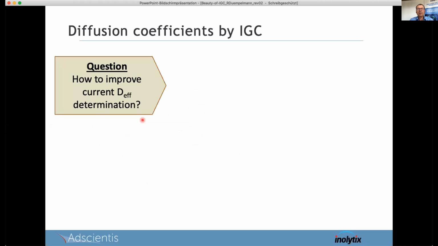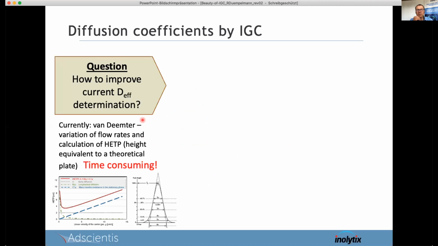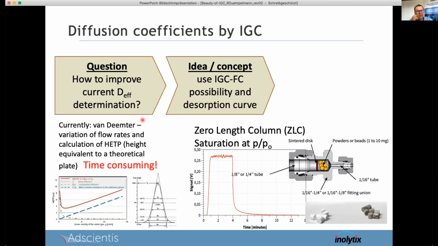Now, to an example I like also very much is the diffusion coefficient by IGC. There is a current determination process, and yet this uses the Van Deemter method. Here, the flow rate is being varied, and depending on the changes of the peak, the diffusion coefficient is being determined. So that's a little bit of an indirect method. With the technique which we are using, it's a more direct one.